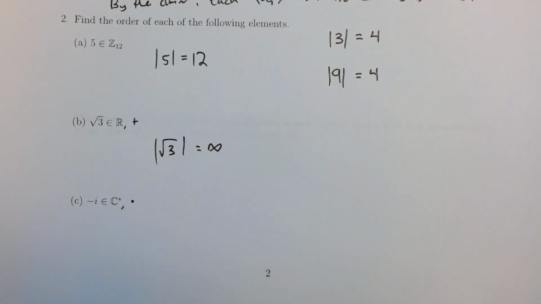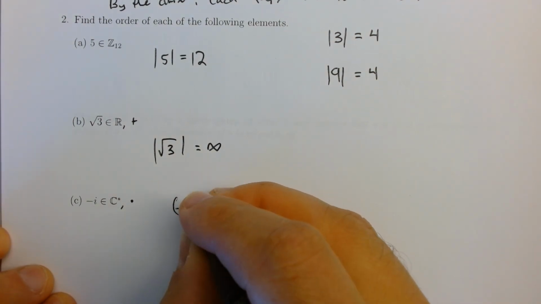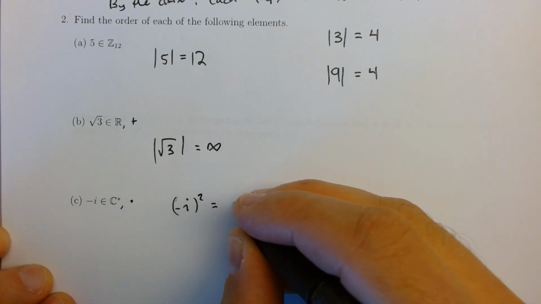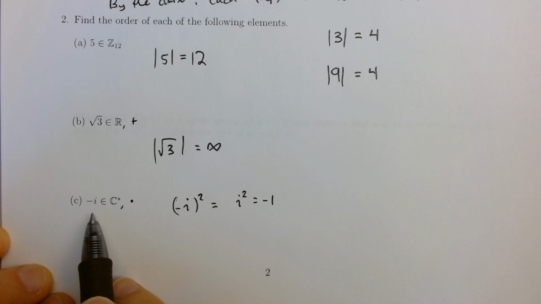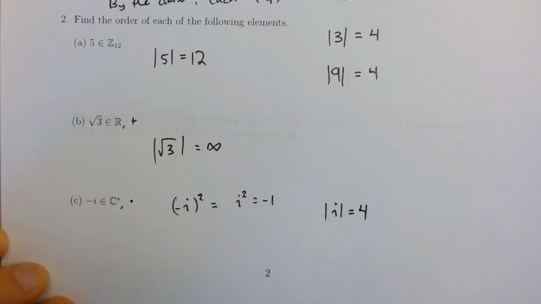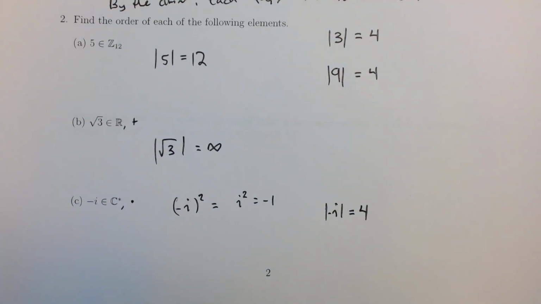But for negative i and the non-zero complex numbers under multiplication, so if you were to square it, let's make sure of this. Negative i squared is the same as i squared, right? Which is negative 1. Cubed should bring you back to i, I believe, and then finally to the 4th power should be 1. So the order of negative i is the same as the order of i, which is 4.